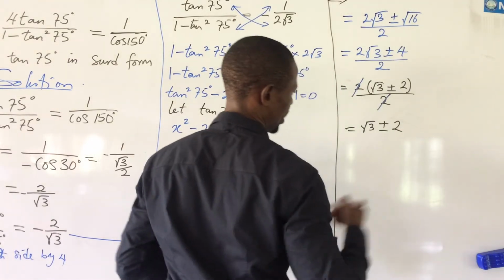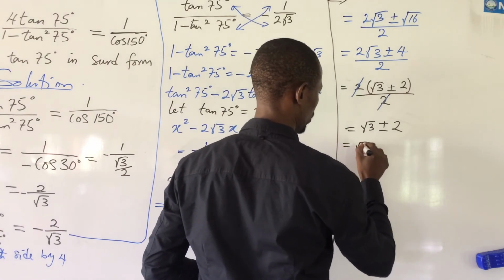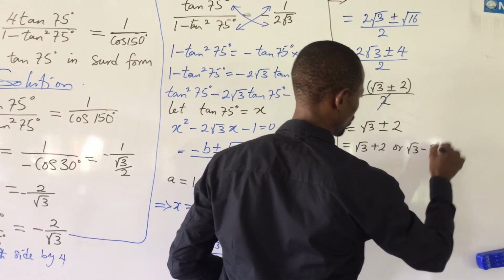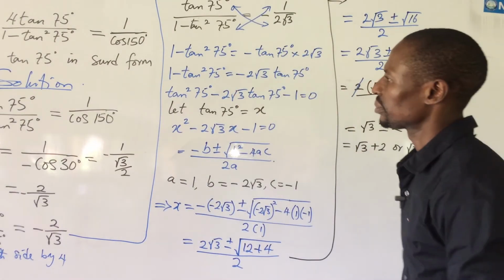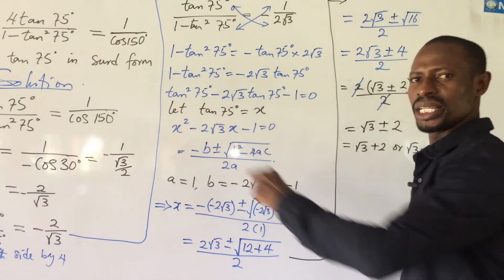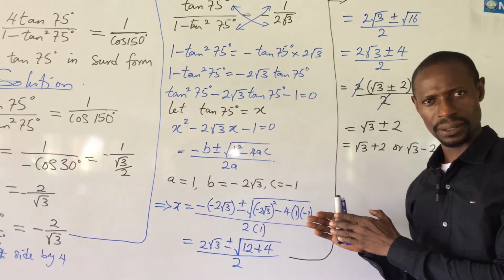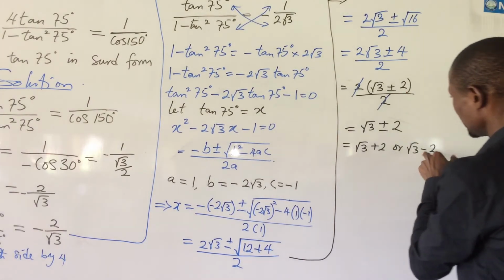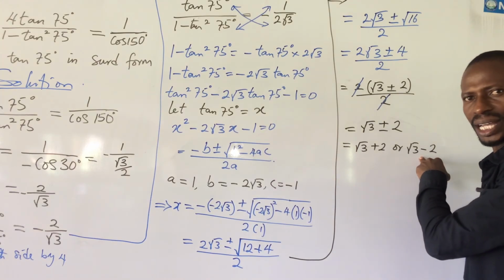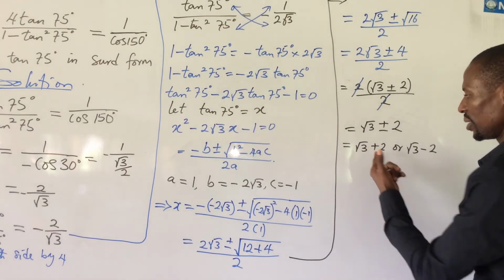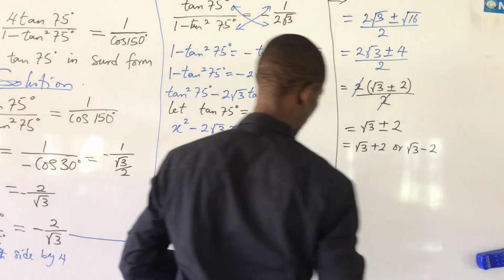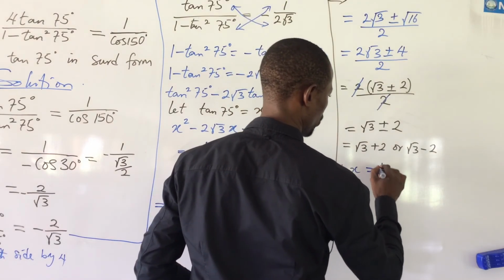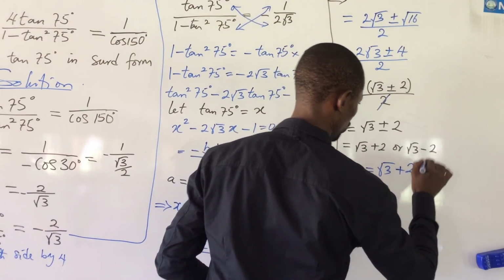All right. We can now go ahead to simplify these two signs. So this will now give us root 3 plus 2 or root 3 minus 2. But recall, tan 75 degrees is going to fall under the first quadrant, and tan 75 in the first quadrant is positive, and the second answer here is going to give us a negative answer. So this is out of the system. We take the positive one. Thus, we can now say, therefore, x is equal to root 3 plus 2.